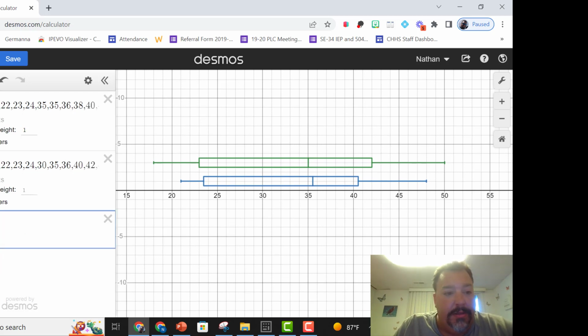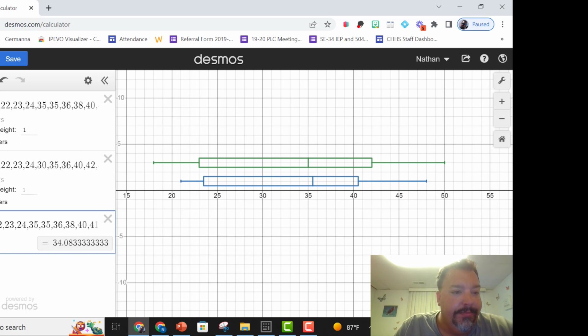Desmos has some other functions. One of them is mean, or the average. So if I want the average for my list, again, I'm going to type in mean, type in parentheses, and then my list is going to go in brackets, and it's going to tell me what the average value is. I could also do the median. So there's median as well. The median is 35.5.